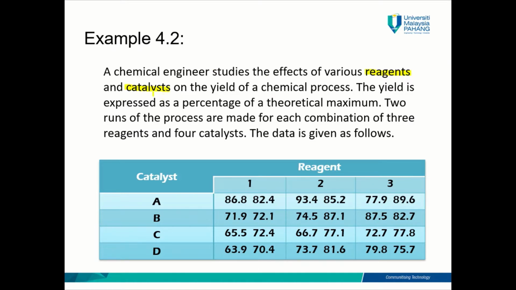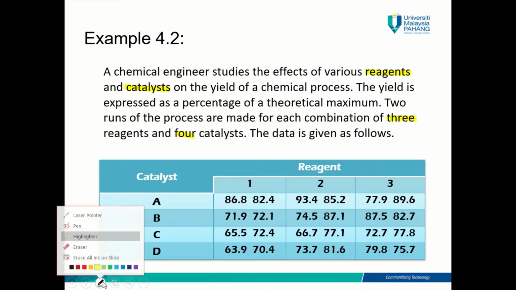Okay, so what is the response? What's the dependent variable? The yield of a chemical process, this is the dependent variable. So the 2 factors are reagents and catalysts, and the response is the yield of a chemical process. And then down here we can see that it has explained to us that there are 3 reagents and there are 4 catalysts. So reagent has 3 levels and catalysts has 4 levels.